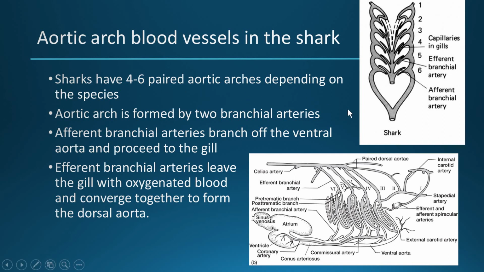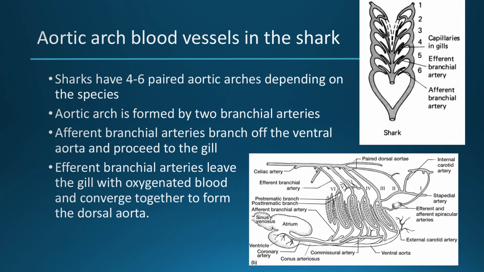Real briefly, this looks a lot like the agnathan, as a shark. Again, 4 to 6 pairs of aortic arches, depending on the species. And again, you see it's coming through ventral, going through these branchial arches, these aortic arches, and then it comes back out over here to a pair of dorsal aorta that will then converge together. You notice there are some internal carotids that are spawning forward from the aorta to supply the brain with blood.